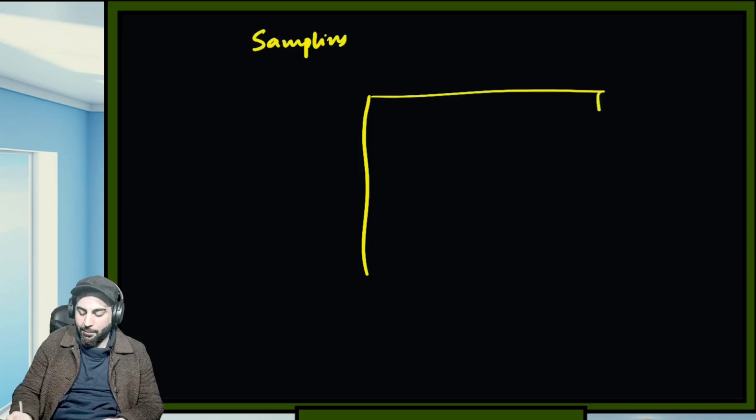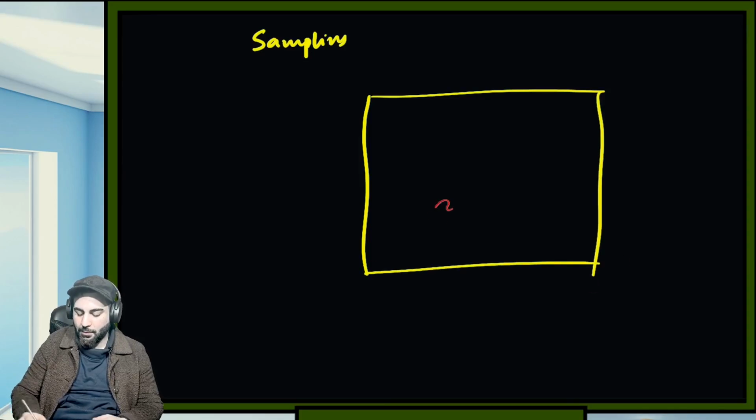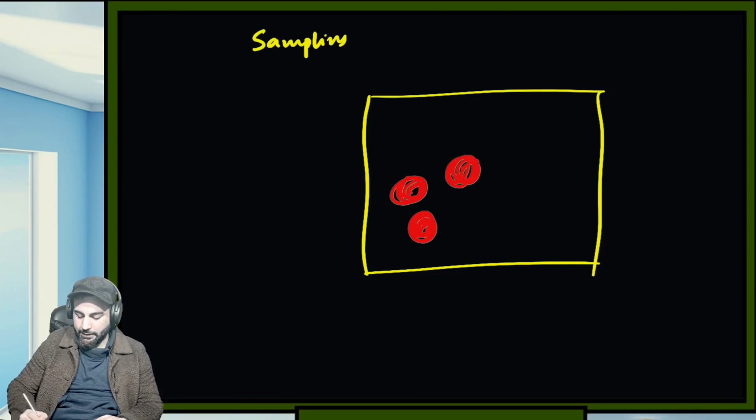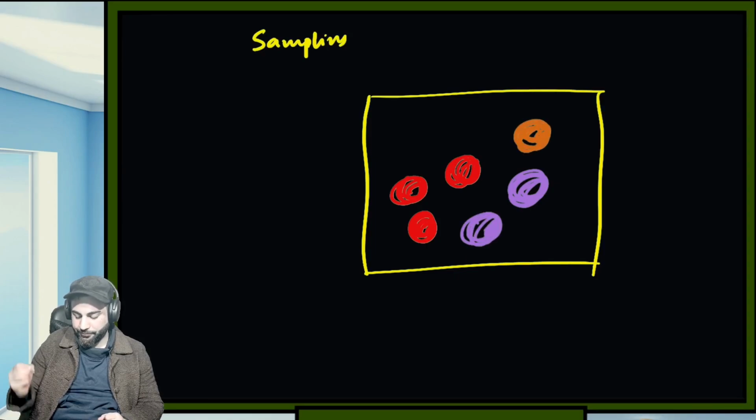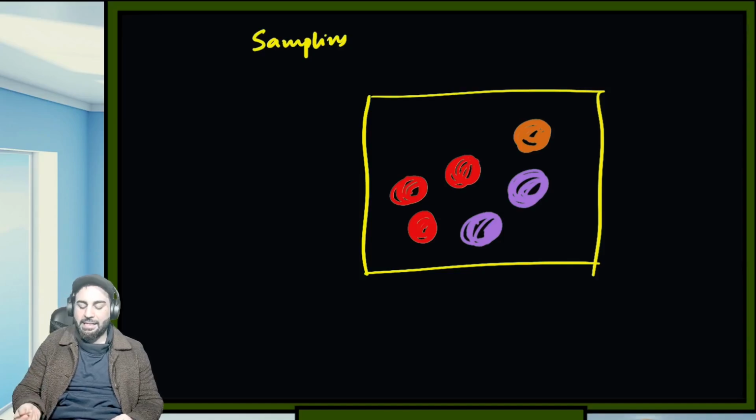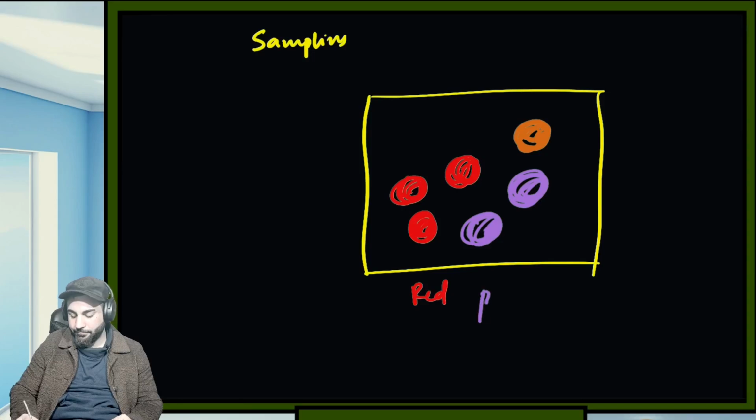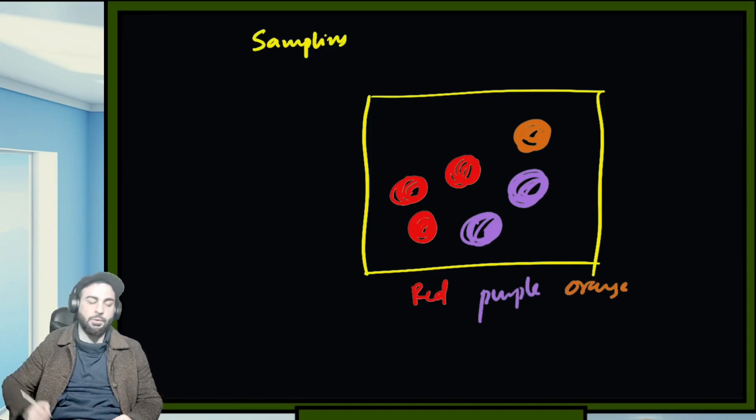If we have a box like this, in this box we will have a couple of balls. We have red balls, and let's say these purple balls, and let's say we have these orange balls. Now this is data. We have this red, we have purple, and we have this orange ball. This is our data.